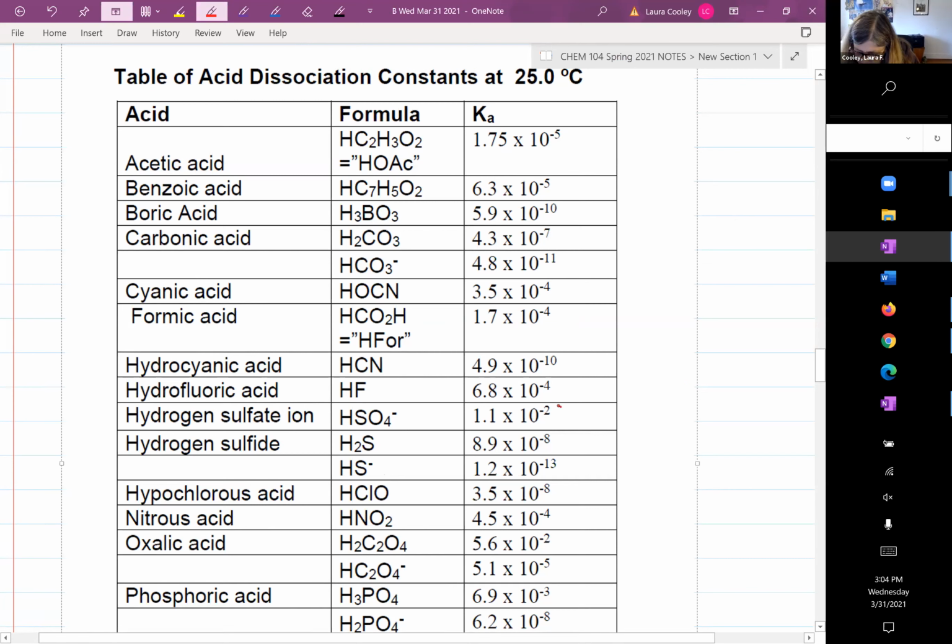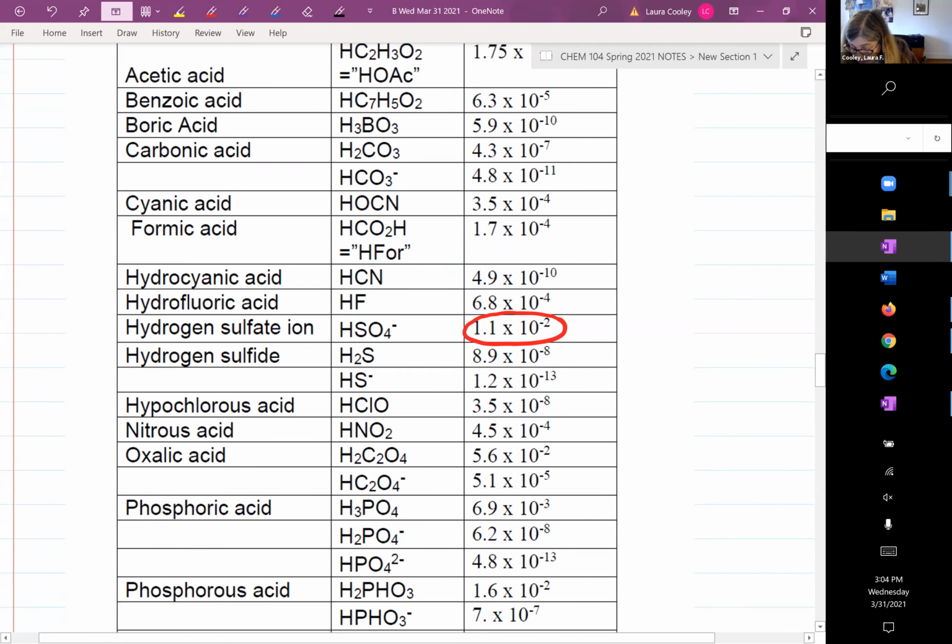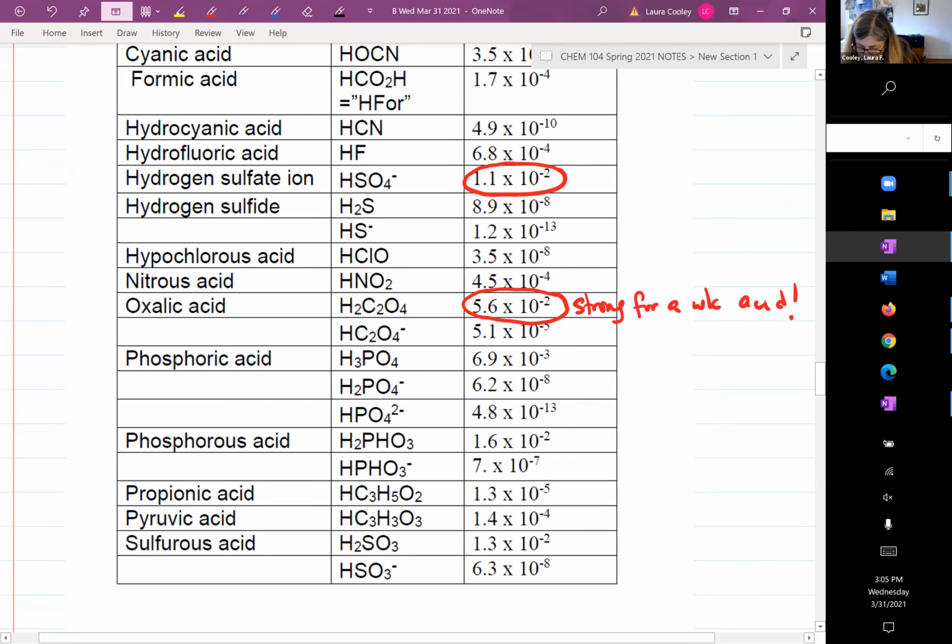Here's one. This is 1.1 times 10 to the negative 2. This is about the strongest weak acid you're going to get. I think there's another here. This one's a little bit stronger. This is strong for a weak acid. Here's another one, 10 to the minus 2.